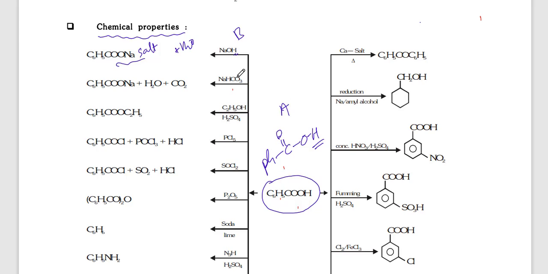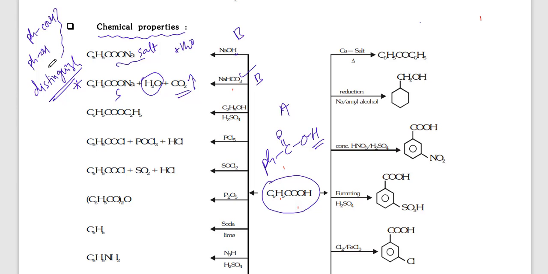Next, sodium bicarbonate. With sodium bicarbonate it is the same salt because it is also a base. Acid plus base forms salt and water molecule. This is common. So here the extra product is carbon dioxide gas. Carbon dioxide gas is very important. This is also used for a distinguishing test. Distinguishing which? Phenol and carboxylic acid. We will use this test to distinguish phenol and benzoic acid because actually both are acids.